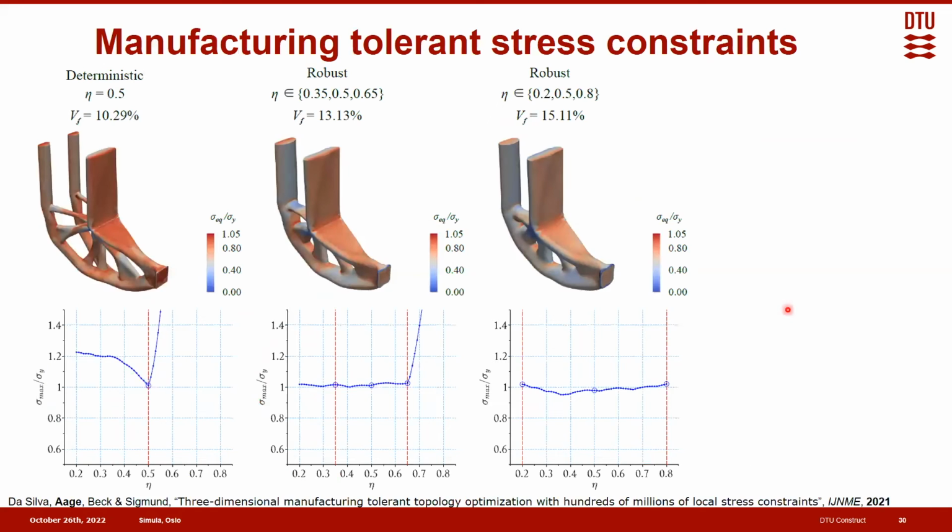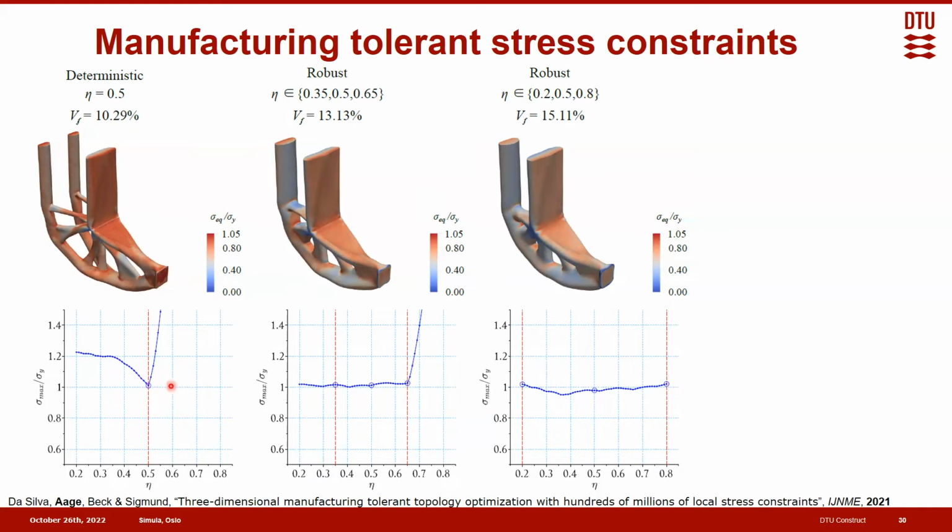Okay, so what do you get? Well, if we do the fully deterministic design, so a single realization, and we want to make sure that a stress constraint is fulfilled, what you then see is, of course, it does what we asked for. And here we are minimizing volume, by the way, with a number of stress constraints. So we end at a volume of 10% with respect to the original modeling domain.